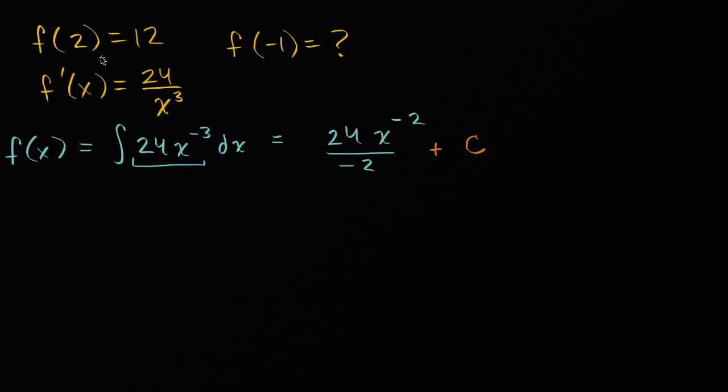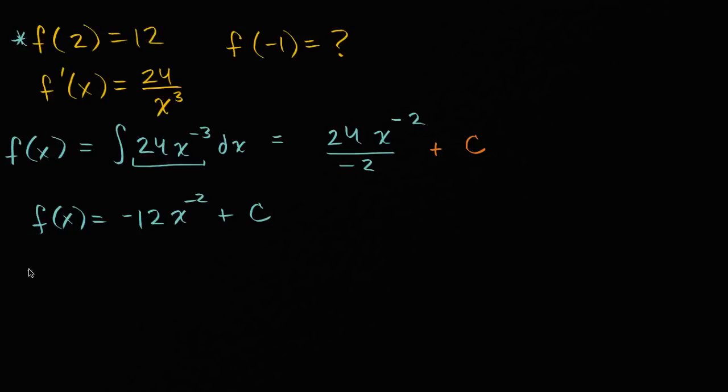And I have a feeling, based on the information that they've given us, we're going to make use of that constant. So let me rewrite f of x. So we know that f of x can be expressed as 24 divided by negative 2, it's negative 12x to the negative 2, plus some constant. So how do we figure out that constant? Well, they have told us what f of 2 is. f of 2 is equal to 12.